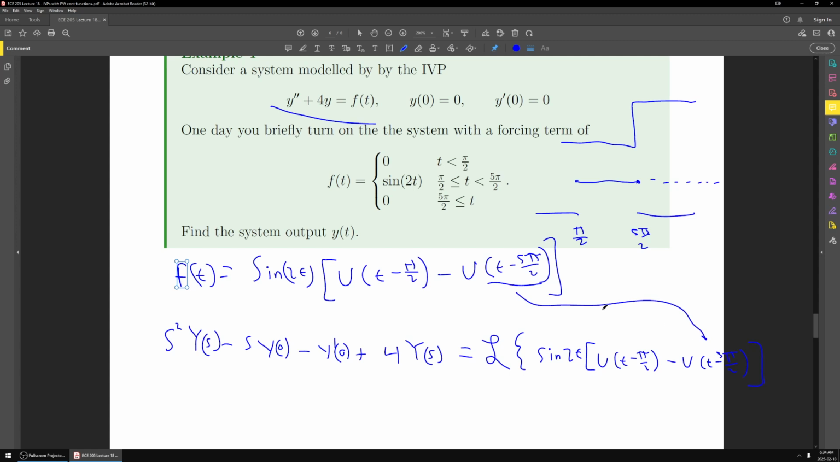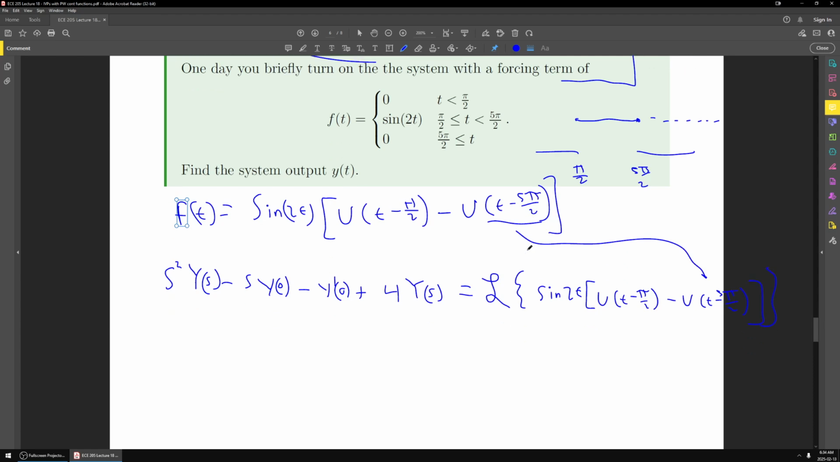There. Okay, so now I want to simplify this, but to simplify it, I really need to compute these Laplace transforms, right? So let's just do the low-hanging fruit. This guy is 0. This is 0. So the left-hand side becomes s squared plus 4 times Y of s, which is equal to, here I can use linearity to split this up.